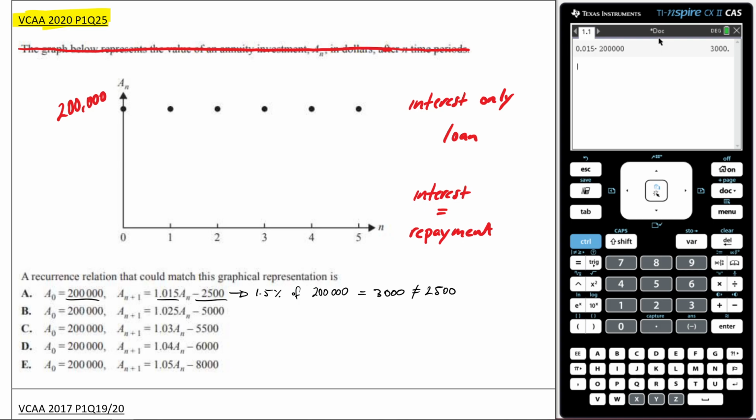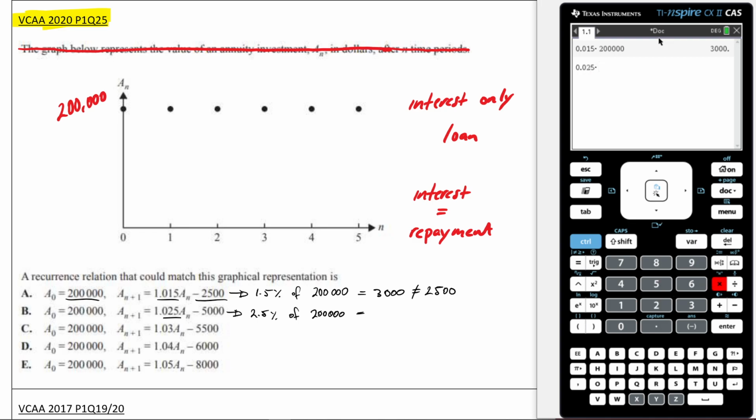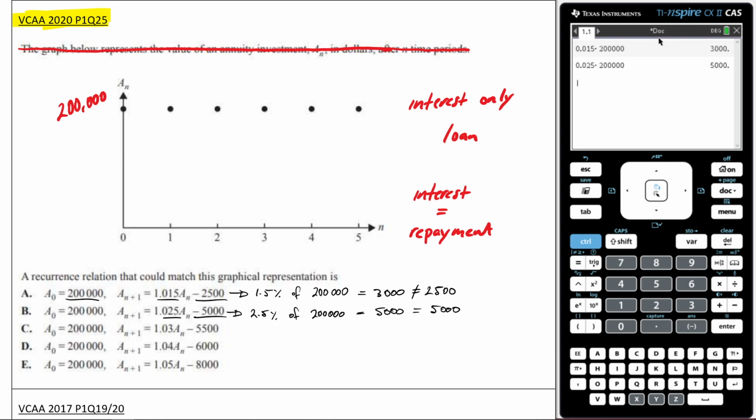No good. We then go to our next one, and we're going to say, all right, this is saying that 2.5% of 200,000 is equal to, let's do it, 0.025 times 200,000. It's going to be $5,000. So the interest that is generated each time is $5,000. And would you look at that? The repayment is also $5,000. So that's telling me that the interest is equal to the repayment. Therefore, B is my correct answer.